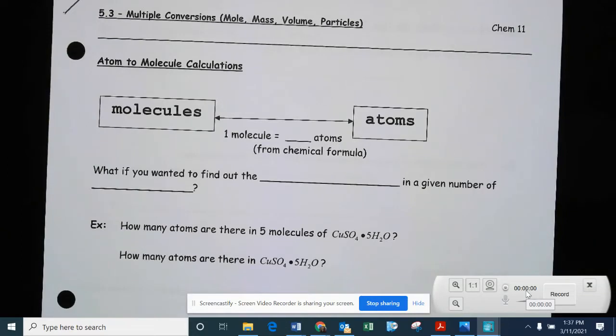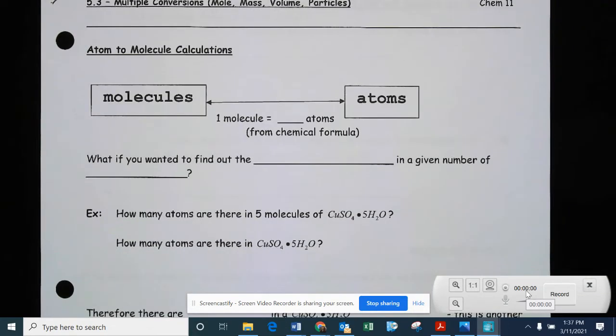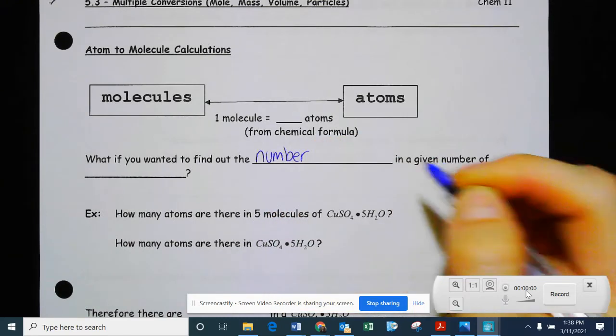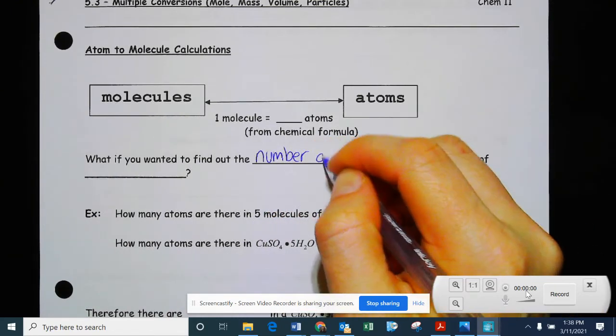Okay. So if I'm going between atoms, you guys know how to go between atoms and molecules. You know how to go between moles and molecules. You know how to go between moles and volume at standard temperature and pressure, as well as grams and moles. So next thing is, what if you want to figure out the number of atoms?